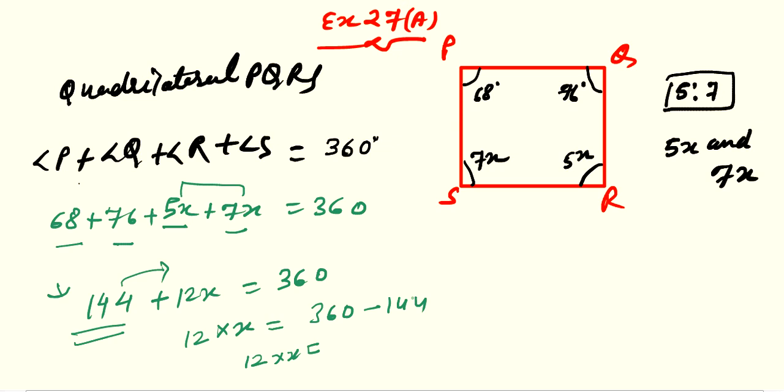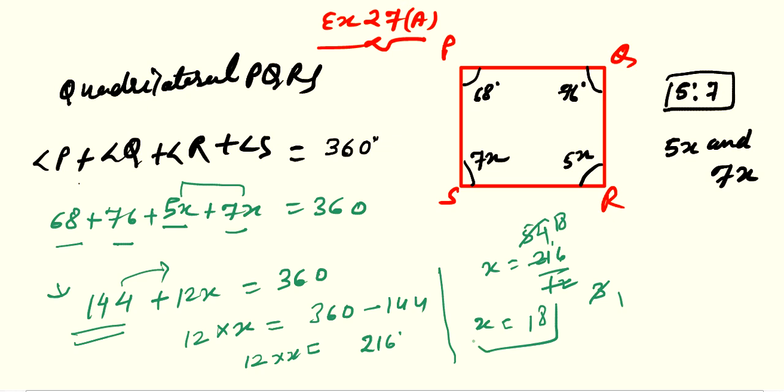So 12 into x equals, now subtract this. 360 minus 144. Okay. 216. And finally x equals what? 216 divided by 12. Okay, from there we are getting 4 threes are 12, 4 fives are 20, 1 remaining, this will become 16, 4 fours are 16, 3 ones are 3, 18. So x is 18.